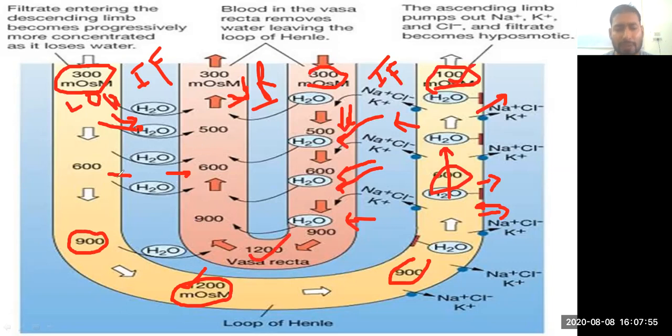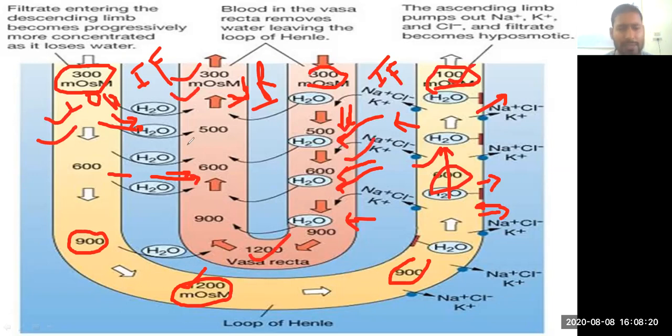There are the water molecules, which come from the interstitial fluid and enter into the descending limb. I have already told you, this is similar to the loop of Henle. This is the descending limb loop of Henle. This is the descending Vasa recta. This is the ascending limb loop of Henle. This is the ascending Vasa recta.